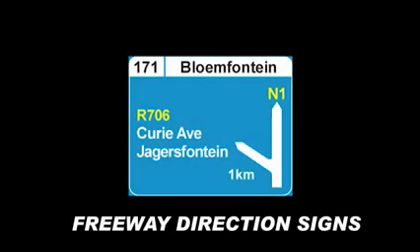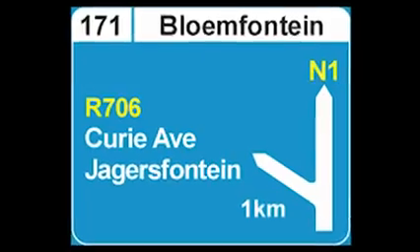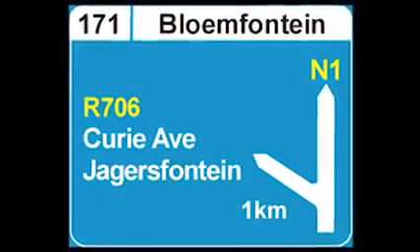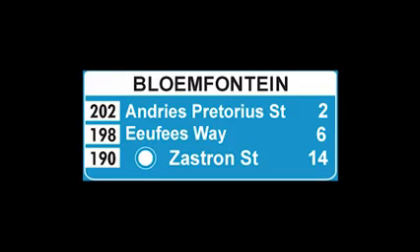Freeway direction signs. These signs are mounted on poles or overhead structures on a freeway. These signs have a blue background. They will indicate the town name which you are traveling to. It will indicate via the white arrows which lane one must proceed into for a specific destination. It will also display in meters or kilometers when one must turn to a specific destination.